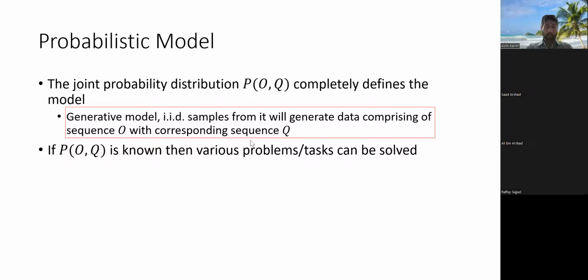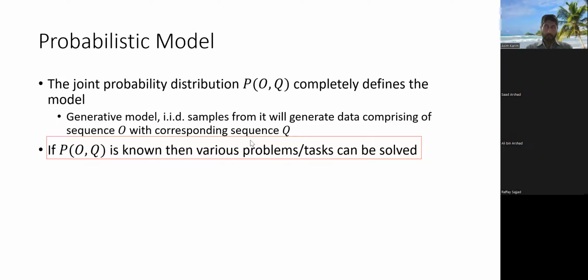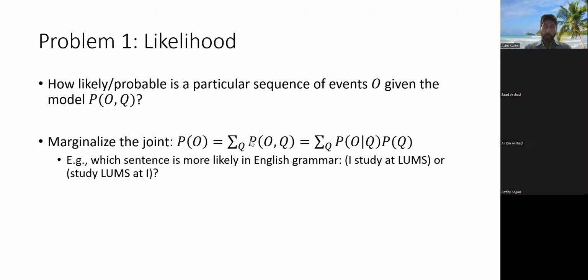This, of course, is a generative model. Let's say you know this model, this distribution, then you can sample according to this distribution to get O and Q. That's why this is called a generative model. You can generate the data if you know this distribution. If this distribution is known, then of course, as I said, various problems can be solved. So let's specifically talk about 3 problems which are of relevance to us in NLP.